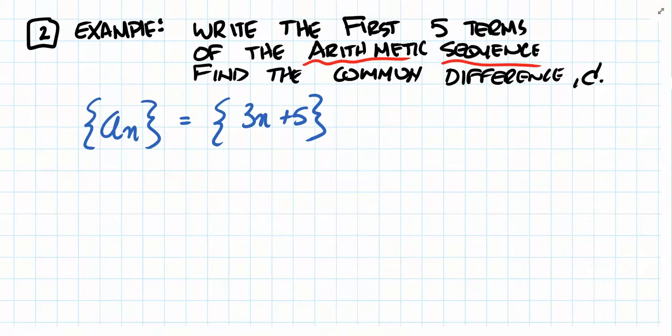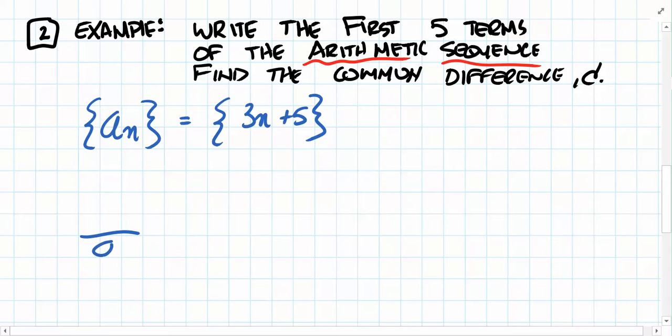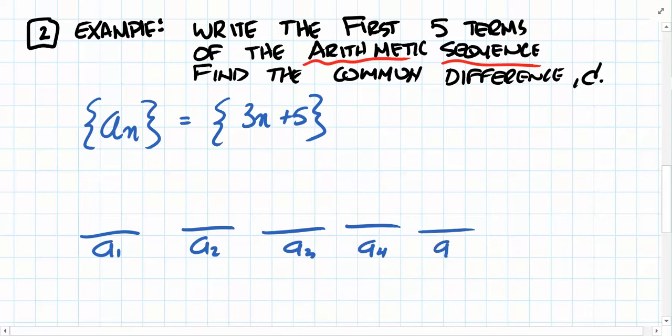Box number 2 is an example. It wants us to write the first 5 terms of the arithmetic sequence and find the common difference. So we're going to set ourselves up for success. I want a sub 1, a sub 2, a sub 3, a sub 4, and then a sub 5. It wants the first 5 terms of that arithmetic sequence. To get the first term, a sub 1, I simply plug a 1 right there. So this is going to be 3 times 1, and I'm going to add 5. That is the number 8.